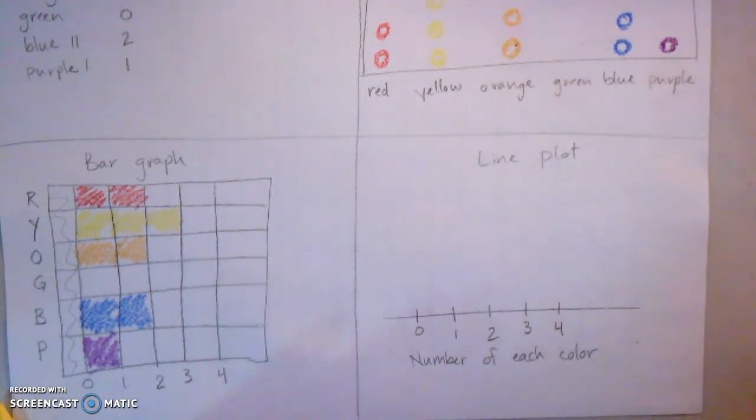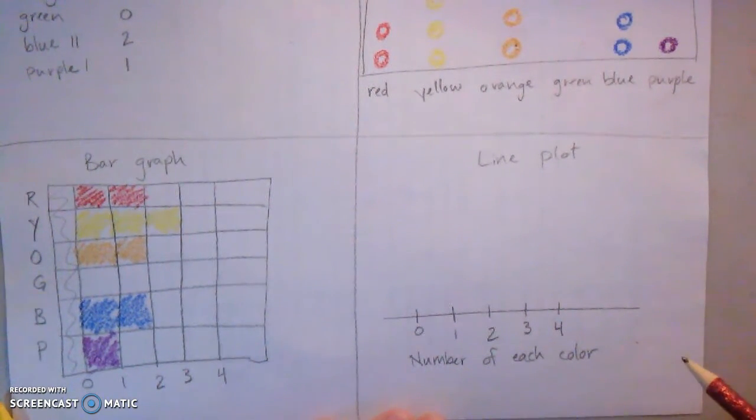So this is going to show our information a different way. So what this is going to show is how many we had of each number, not the number of each color. Okay, so this is showing information a different way. That's why a line plot is kind of helpful.